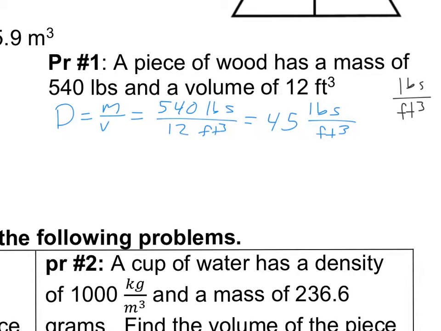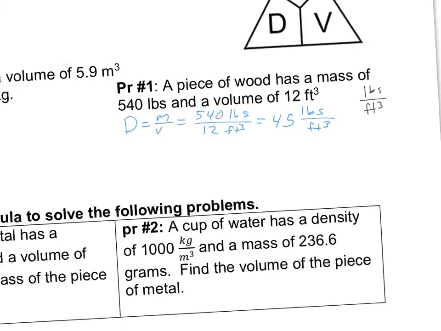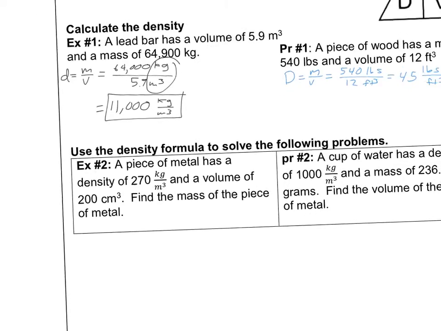Okay, so we just plug it in. The mass is 540 pounds. The volume is 12 cubic feet. Multiply it out. We got 45 pounds over cubic feet. Now, if we knew our conversion factor from pounds to kilograms, we could multiply by that. And if we knew our conversion factor from cubic feet to cubic meters, we can multiply by that. But this one doesn't really ask us to do that. It just asks us to find the density ratio, and it's 45 pounds for 1 cubic feet. Okay, let's go on to another problem here.